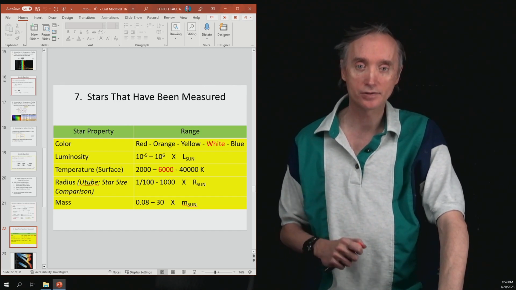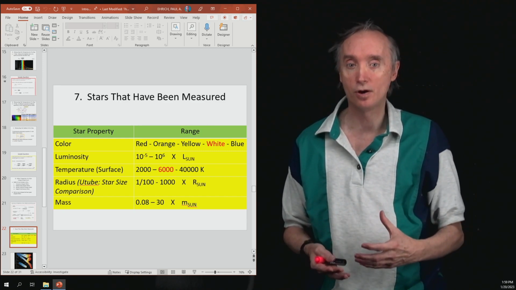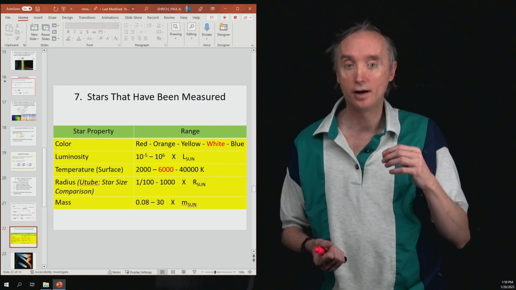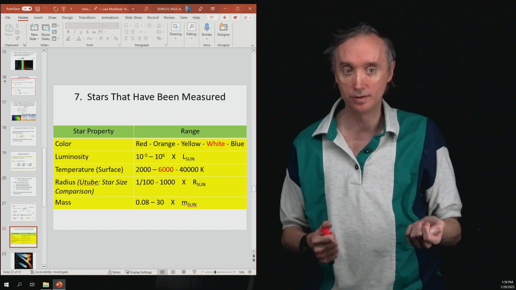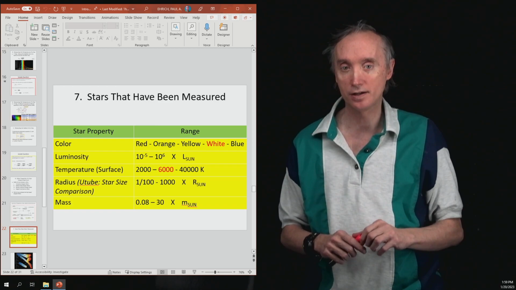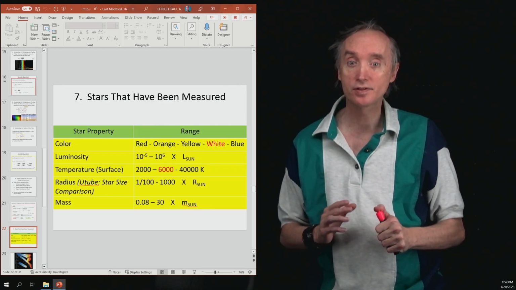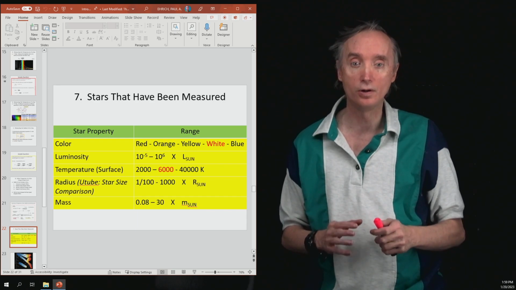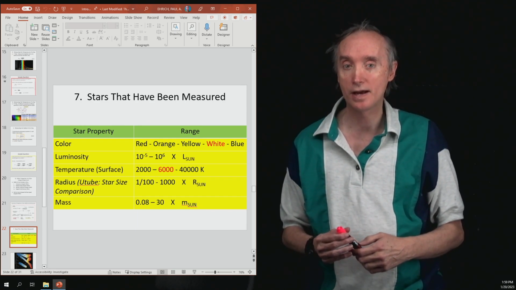And then you've got the mass. So some of these stars are very small, only 0.08 times the mass of our sun, 8% the size of our sun as far as the mass is concerned. But then some of them are very big. They go all the way up to roughly 30 times the mass of the sun.